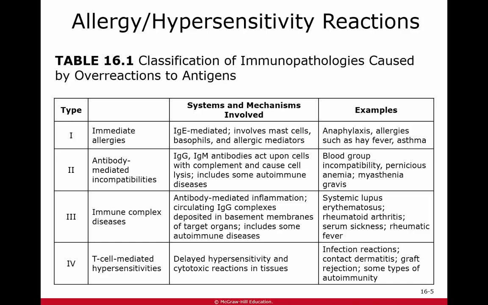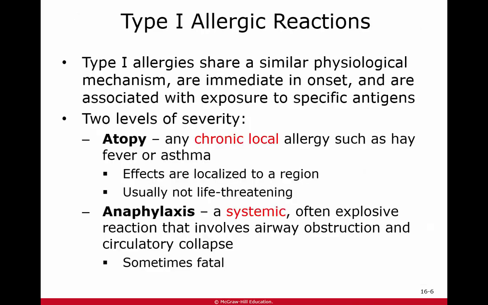And again, the commonality that we see here is that types 1, 2, and 3 are typically associated with B cells, and type 4 is associated with T cells. So again, we're going to focus on type 1 for this part of Chapter 16's lecture. So type 1, what do these allergies have in common? Well, they have a similar physiological mechanism.